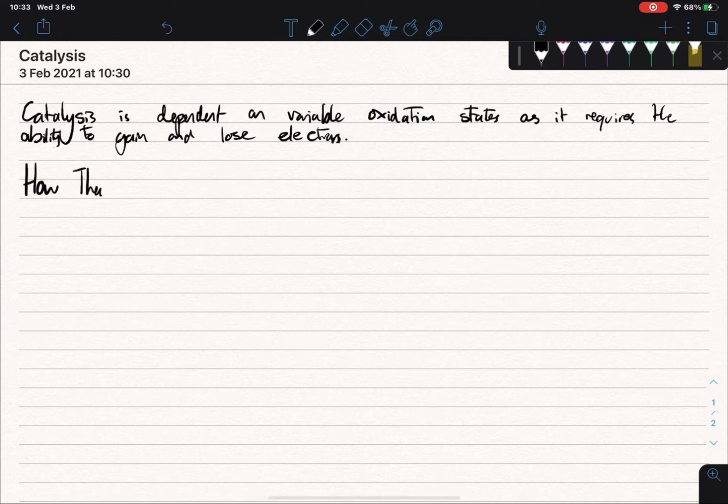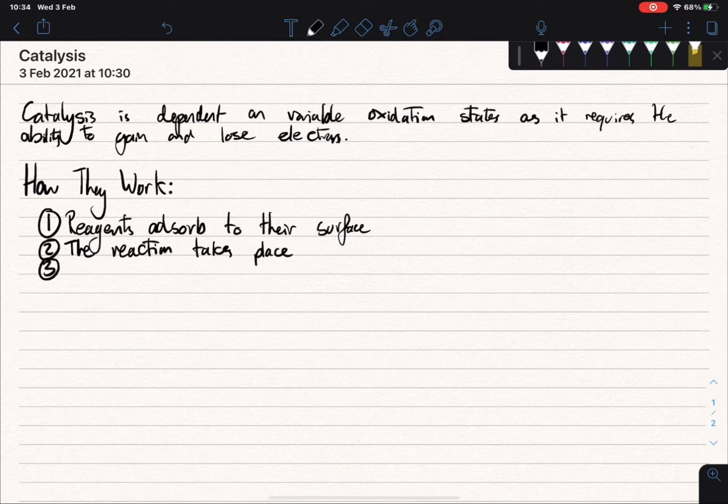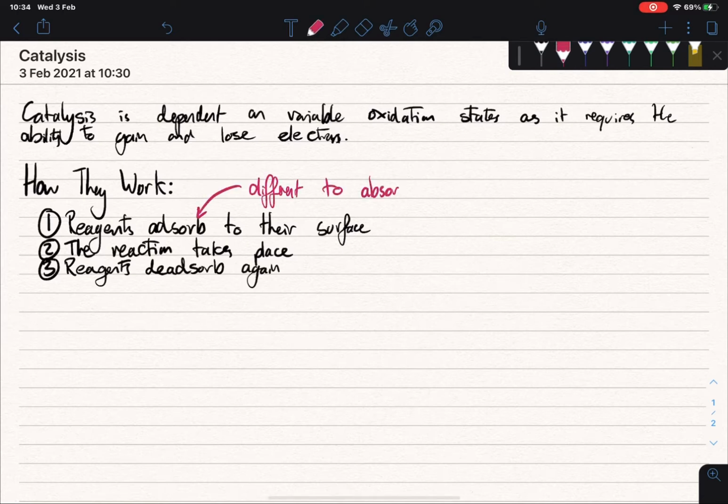So the first thing we need to know is how they work as catalysts. Basically, the reactants or the reagents adsorb, that's with a D, to the surface of the transition metal. This is very different from absorbing. Absorbing is when they chemically bond. Adsorbing is when they just stick to the surface. Then the reaction takes place, and then the reagents desorb again and fall back off the surface of the metal.